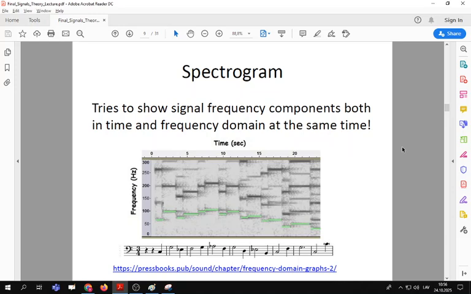Okay, now let's try to represent the visualization of that procedure of trying to localize spectral components over time. This is called a spectrogram, and it's very similar to music notes. Like you know that you can visualize some music compositions with different notes.